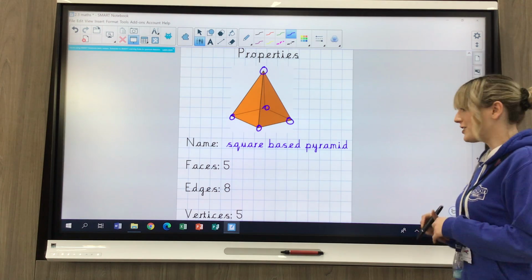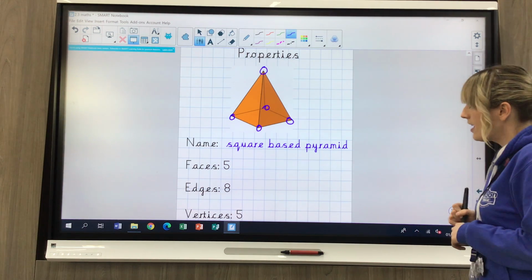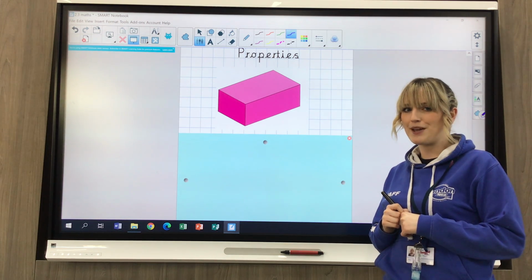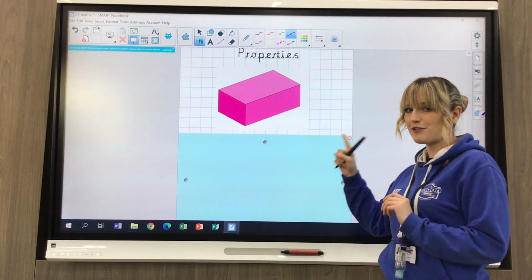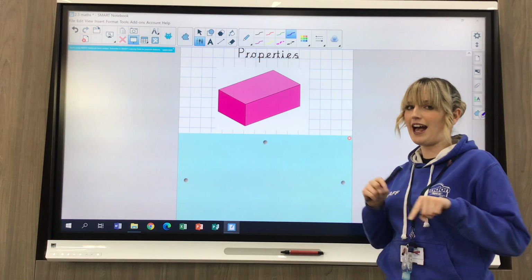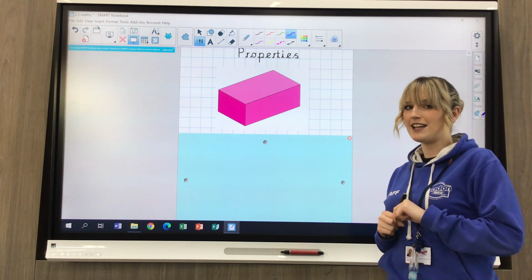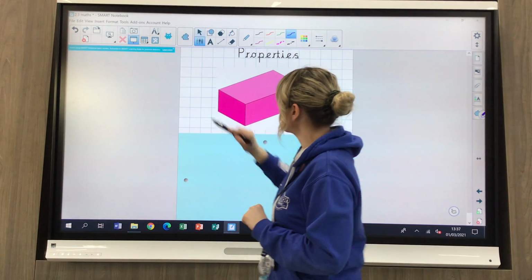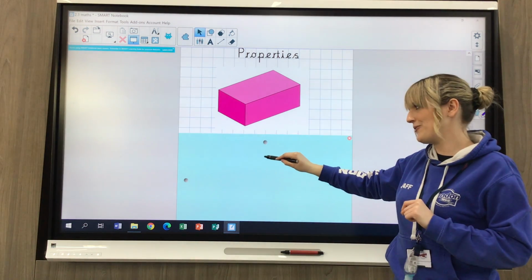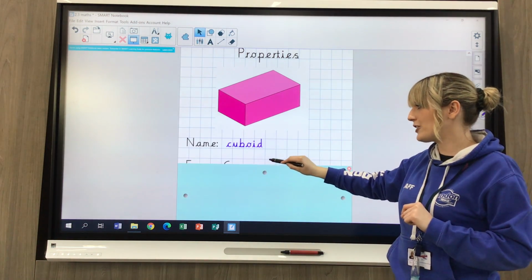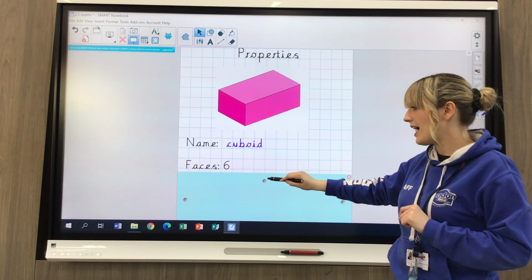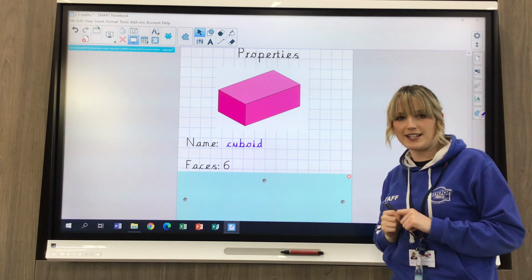Okay, let's look at another shape then. Can you remember the name of that shape? Now, if you can't, we went through it at the beginning, but if you can't, have a look on page 60, see if you can spot that shape and find its name. Well done if you know that it's a cuboid. Okay, so a cuboid has got 6 faces.